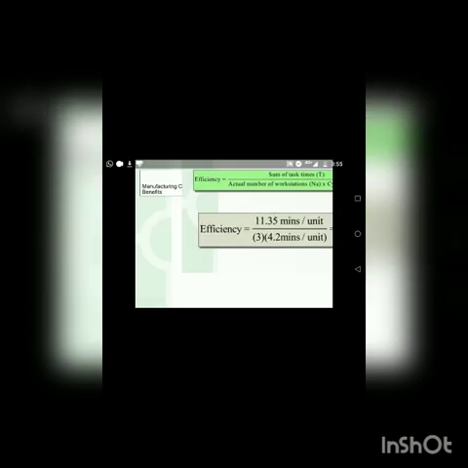Efficiency is calculated by the sum of task time divided by the actual number of workstations times the cycle time. So efficiency is 11.35 minutes divided by 3 times 4.2 minutes, which equals 0.901. That is the efficiency of the workstation.